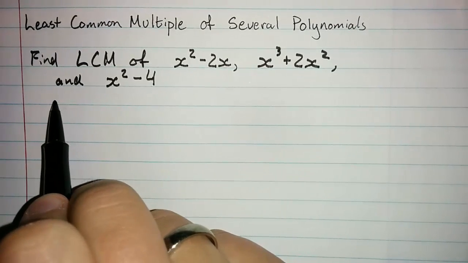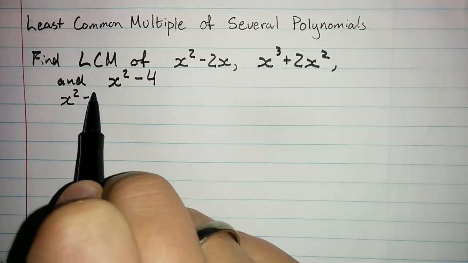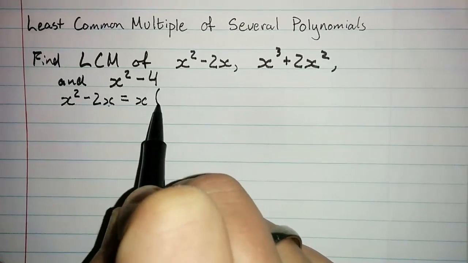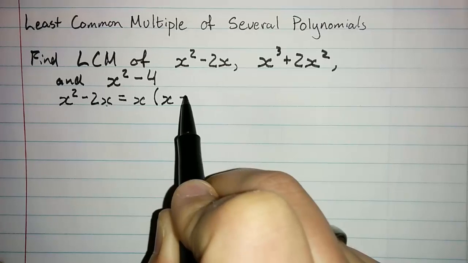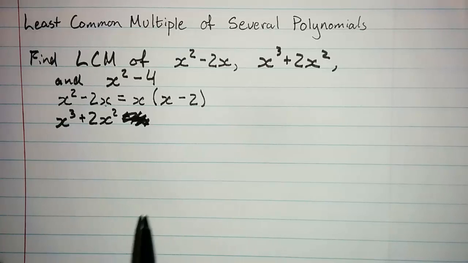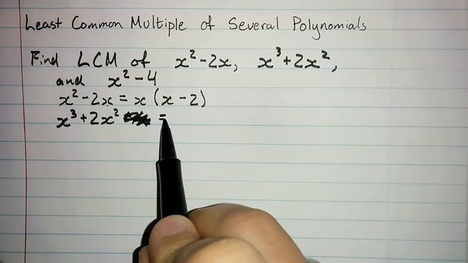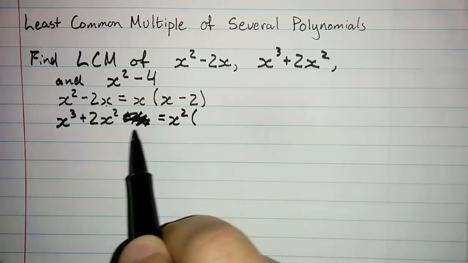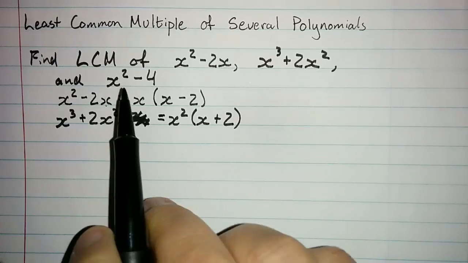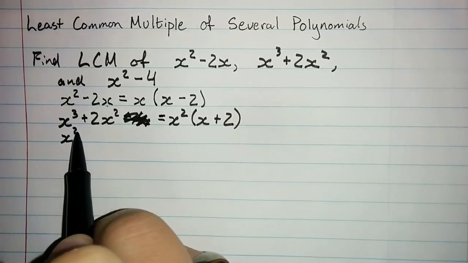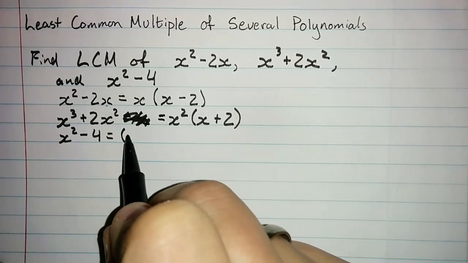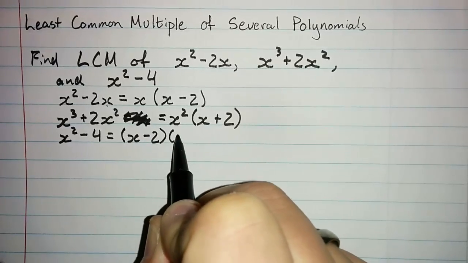Well, we'll factor them. X squared minus 2x, I see a common factor of x. This is x times x minus 2. X cubed plus 2x squared, well, again, I see a common factor. It's x squared. What's left? X plus 2. And finally, x squared minus 4. Well, that's a difference of squares. I'll need an x minus 2 times an x plus 2.